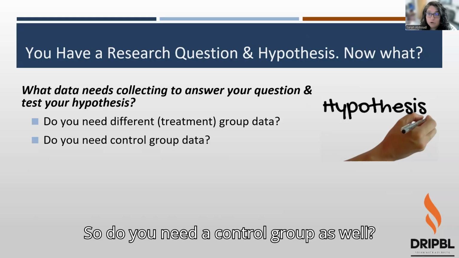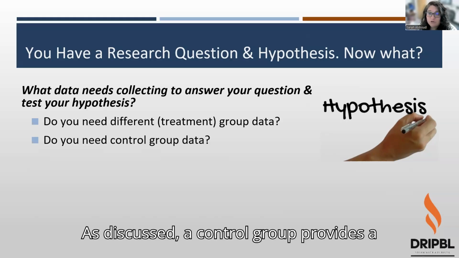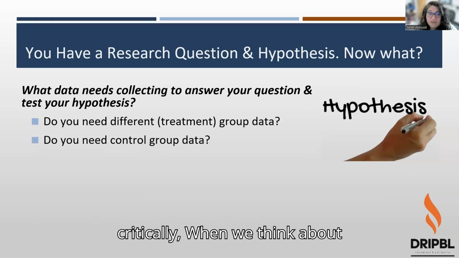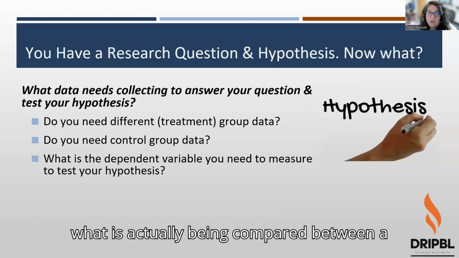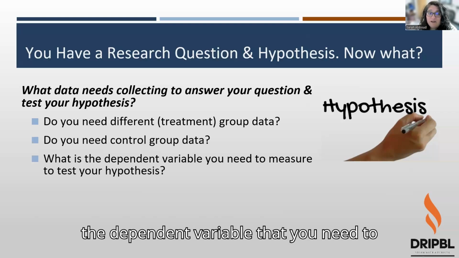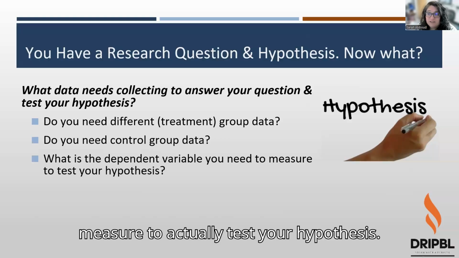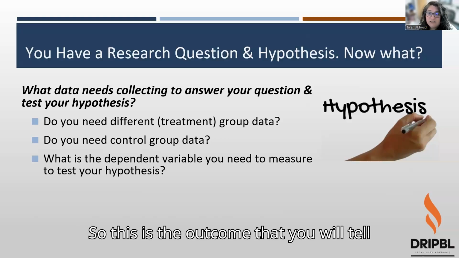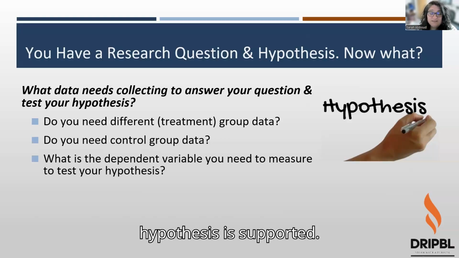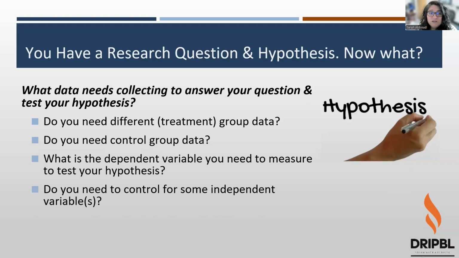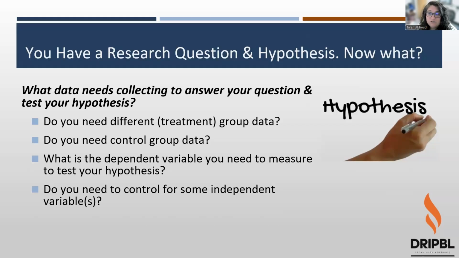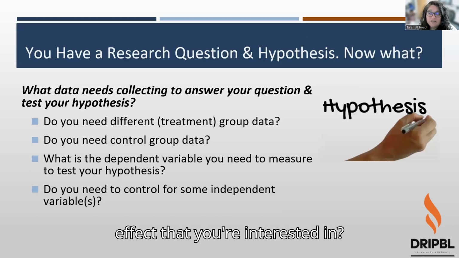So do you need a control group as well? As discussed, a control group provides a vital baseline for comparison. And critically, when we think about what is actually being compared between a treatment group and a control group or between treatment groups, we think about the dependent variable that you need to measure to actually test your hypothesis. So this is the outcome that you will state in your hypothesis. And if you have that outcome met, then you know that the hypothesis is supported. Do you need a control for some independent variables to ensure that you're isolating the effect that you're interested in?